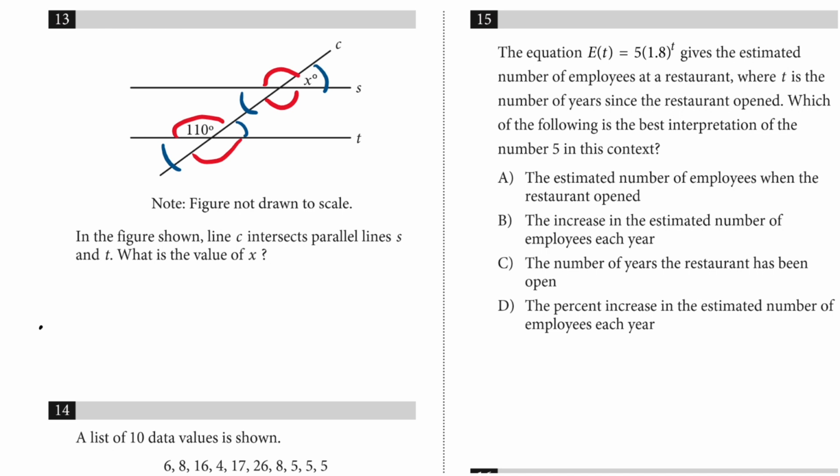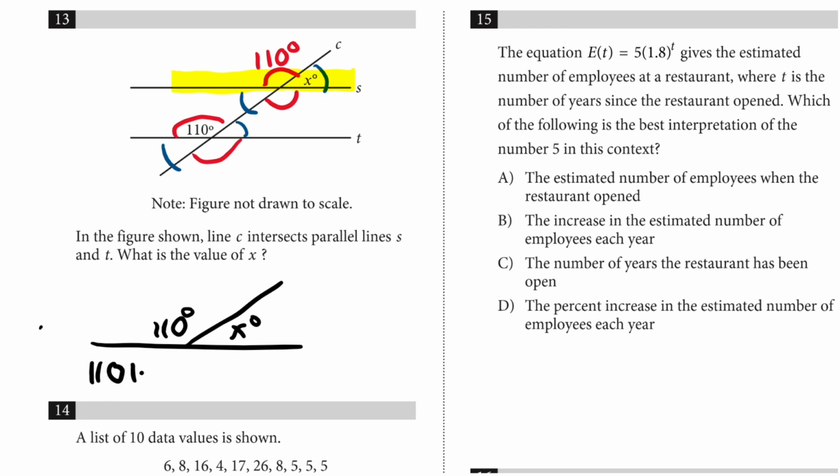Since we know that all the red ones are the same, we know that this red angle is going to be 110 degrees. And if we focus on this straight line, I'll draw it here. We know on the left side we have 110, and on the right side we have x. When we add 110 and x together, the total degrees of a straight line will be 180. To get x by itself, we're going to subtract 110 on each side, and this will give us x equals 70.